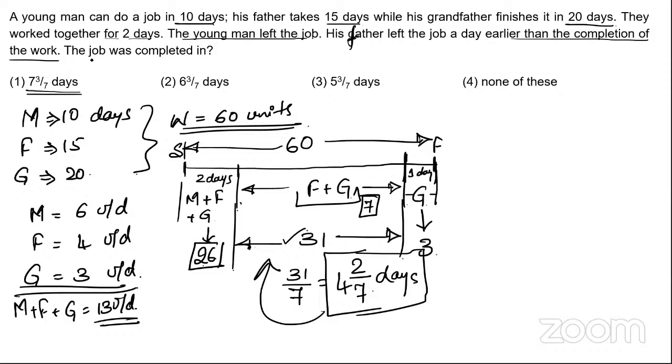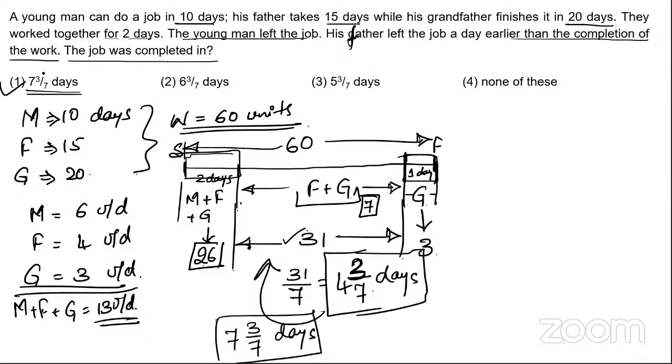What is the question? The job was completed in... Okay. Sorry, this is not 2, this is 3. So it's 4 3 by 7 days. So now, the job was completed in... I know that there were the first 2 days that went, and then there was one more day in the last which went, and then I took 4 3 by 7. So what is my total number of days? 7 3 by 7.